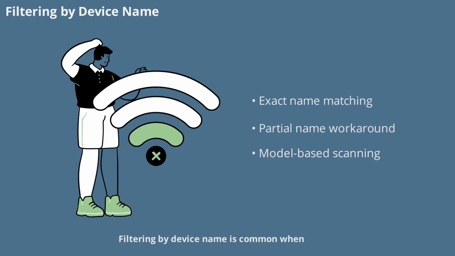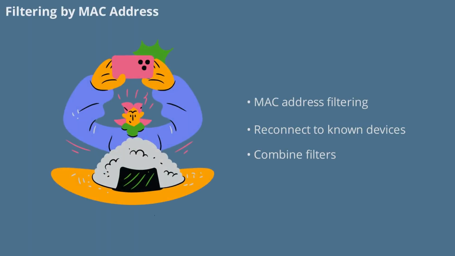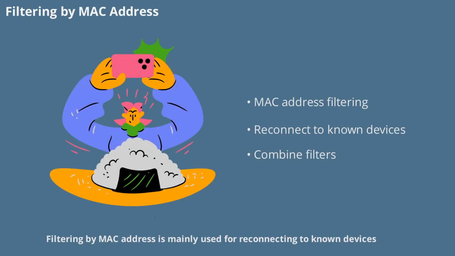Filtering by device name is common when searching for a specific device or model. For example, a Polar H7 chest strap advertises its name as Polar H7 391BB014, where the latter part is unique. Unfortunately, Android's filter only supports exact string matching, so you can't filter by partial names. To find all devices of a model, scan without filters and perform substring comparisons in your scan callback. Filtering by MAC address is mainly used for reconnecting to known devices.